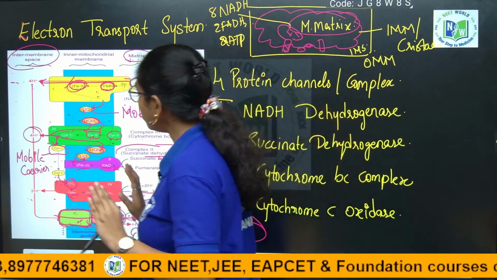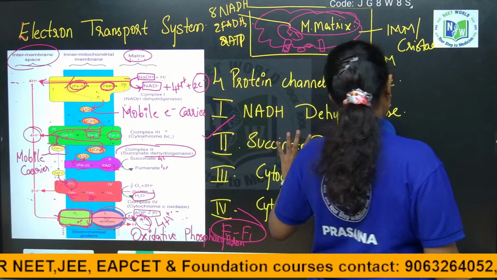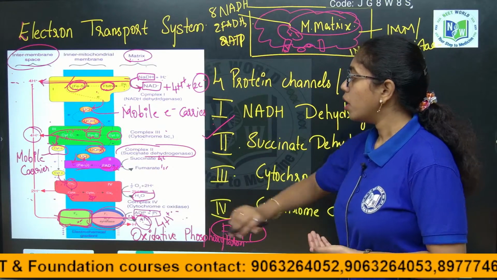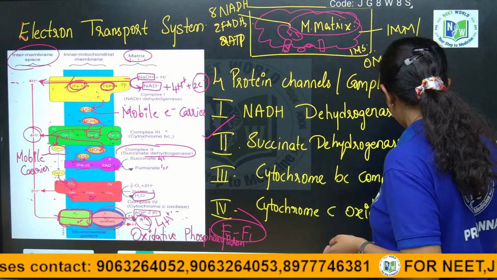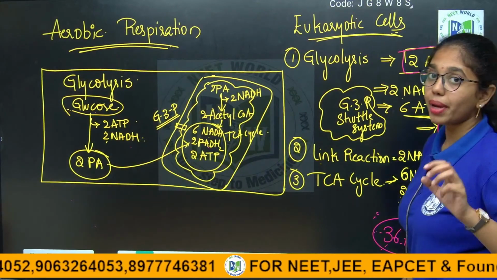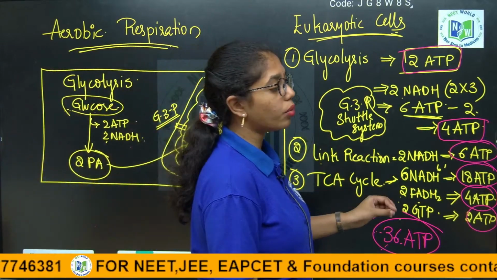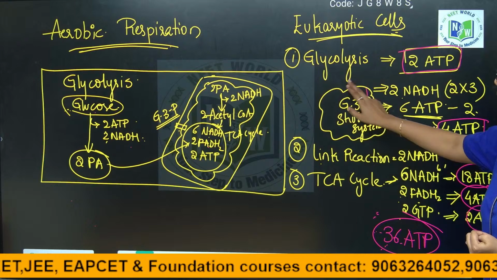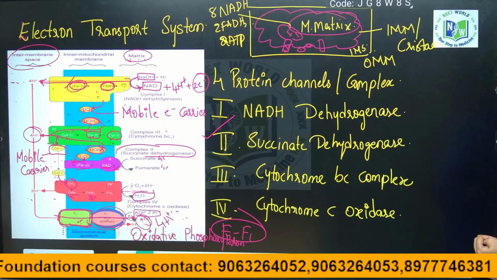This is what you have to remember, okay, and this finally forms the ATP molecule, which is called oxidative phosphorylation. So now at the end of the electron transport system, you can see oxygen, water molecules and ATP molecules are released. As we discussed, in eukaryotic cells the energy released in aerobic respiration is 36 ATP molecules, wherein 2 molecules are utilized by the glyceraldehyde 3-phosphate shuttle system, and this is about the electron transport system.